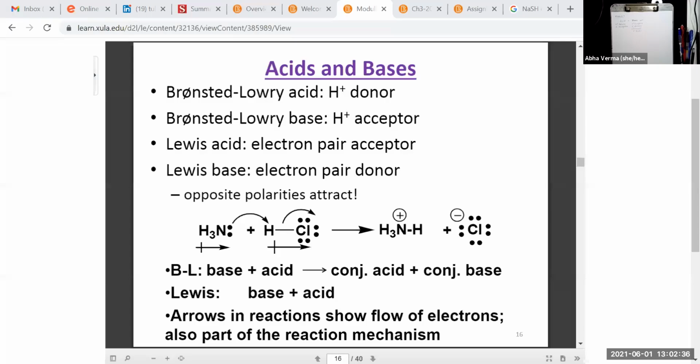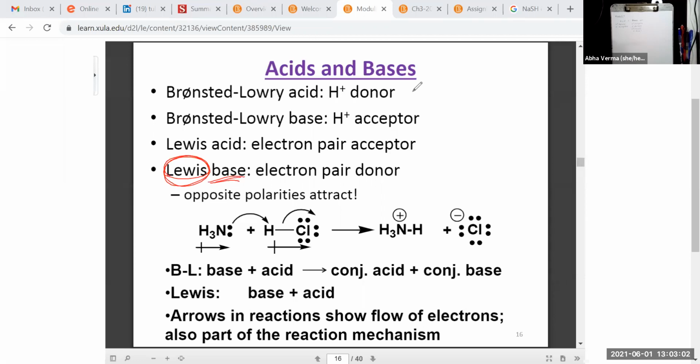So continuing from here, acid is something that is a proton donor, while base is something that will accept that proton. However, this definition does not fit for every compound that we are going to look at. What we are going to look at is the Lewis definitions. Now, Lewis definitions fit everyone.